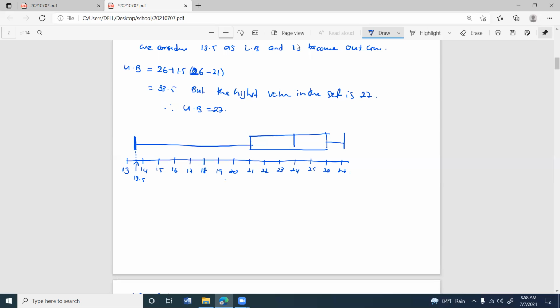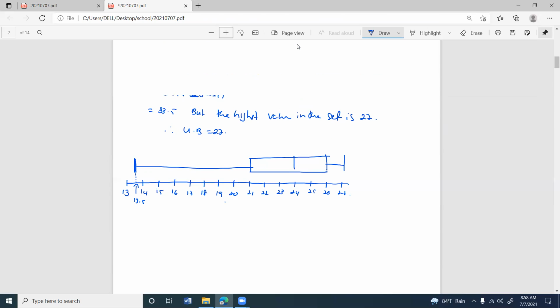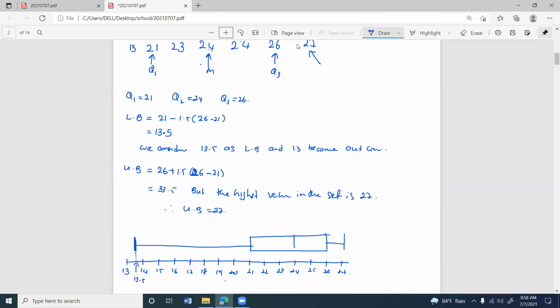Here, but I didn't mark it. So you don't need to mark 13.5 as an outlier here, but you need to mark this one. 13 is an outlier, and I didn't mark it. Sorry, it's my mistake. You should mark this outlier over here. It's a must because the lower bound is 13.5 and it should be marked.